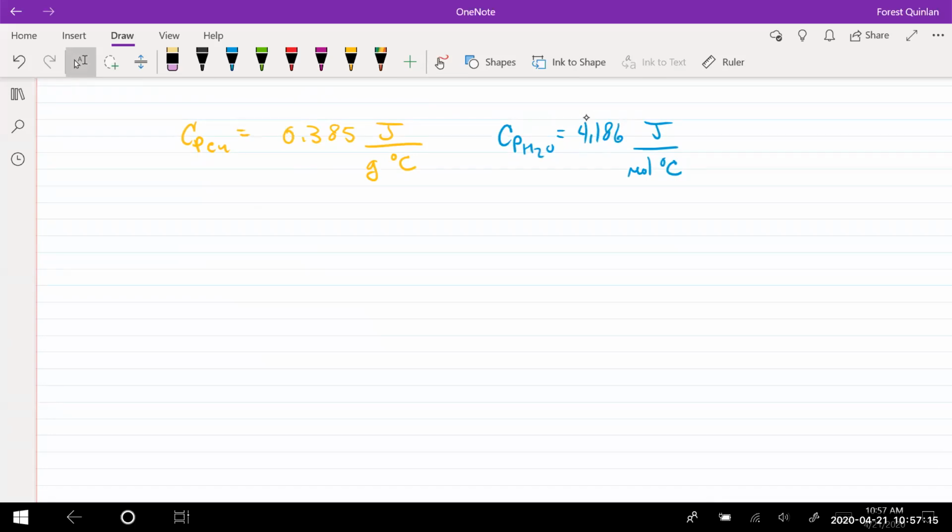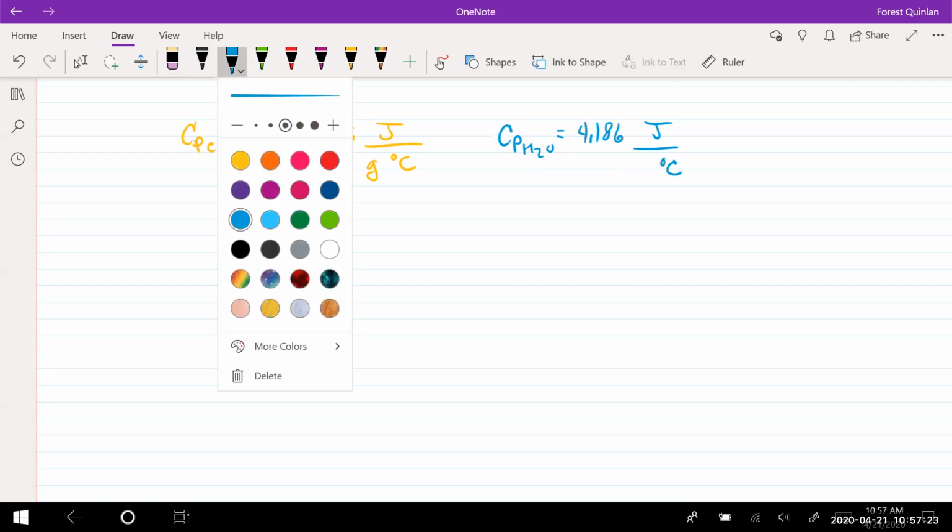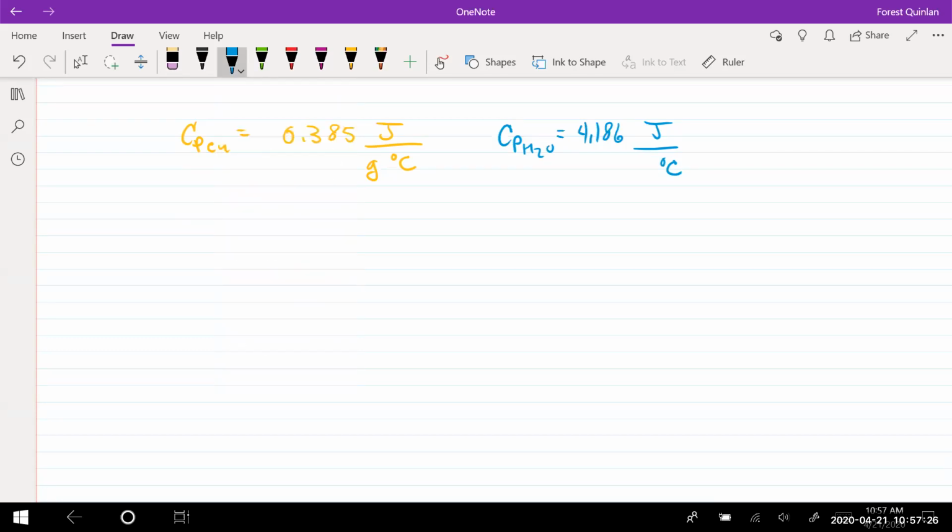1 calorie per gram. It's 1 calorie per gram? Okay. Oh, actually, it's 4.186. Oh, that's why that works. It's not per mole. That's why my math wasn't working. I was like, why am I doing two conversions at once? It's 4.186 grams.